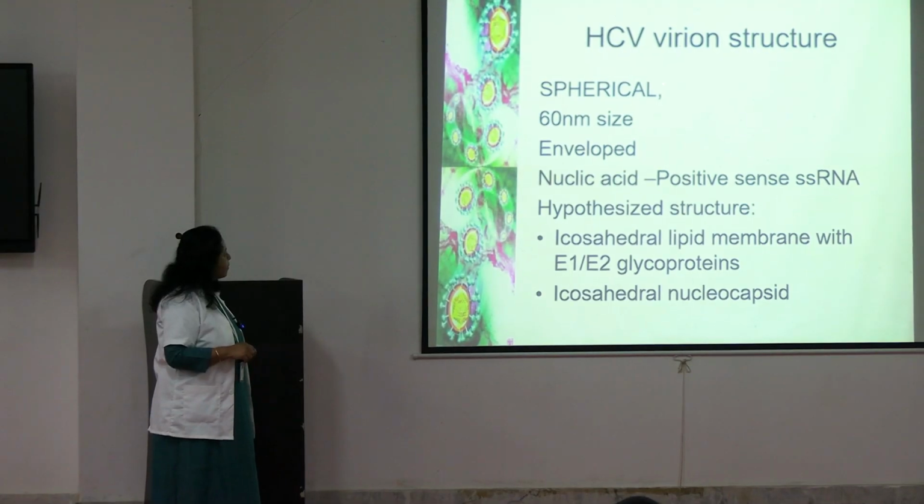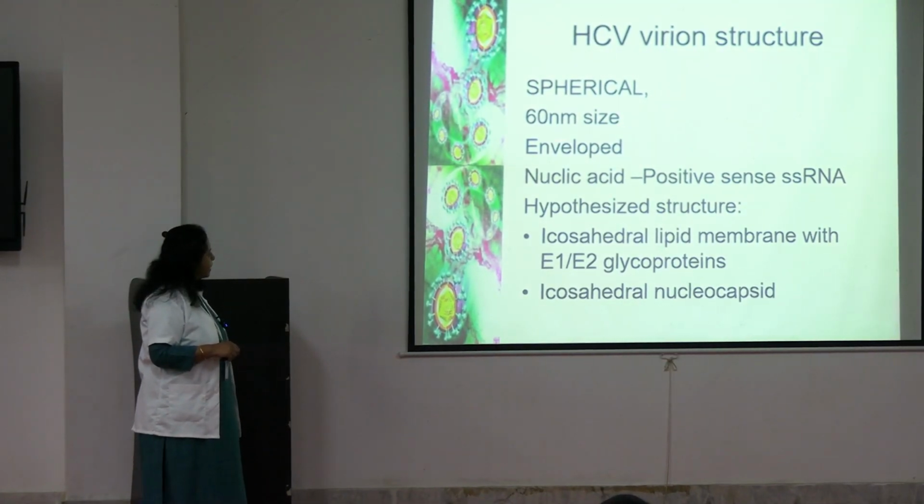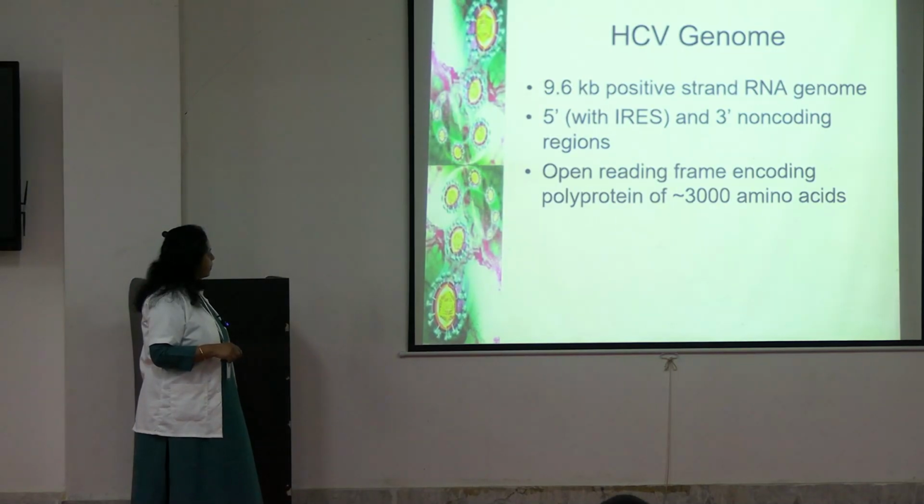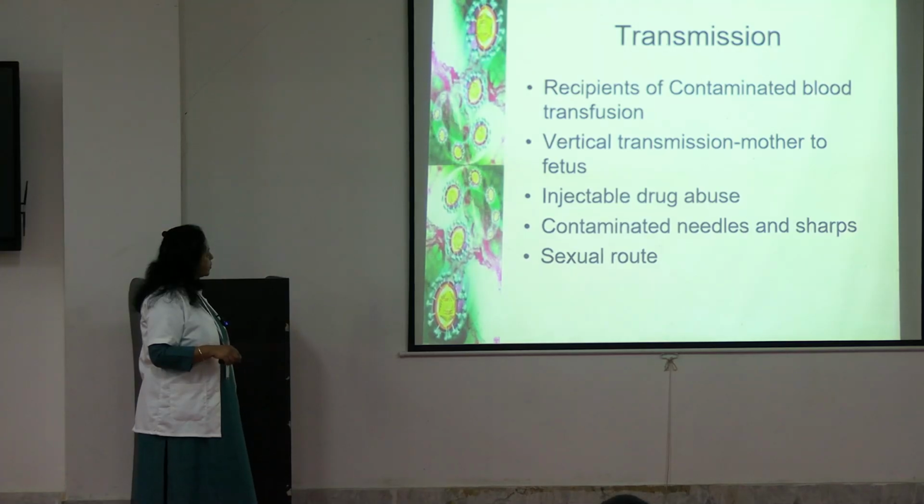So this is again a spherical virus. The structure is 60 nm in size, enveloped, with positive sense nucleic acid. It has an icosahedral lipid membrane with E1 and E2 glycoproteins and an icosahedral nucleocapsid. You can see here the E1 and E2 glycoproteins forming the envelope. This is circular, with envelope lipids and nucleic acid capsid protein. Transmission is the same as hepatitis B.